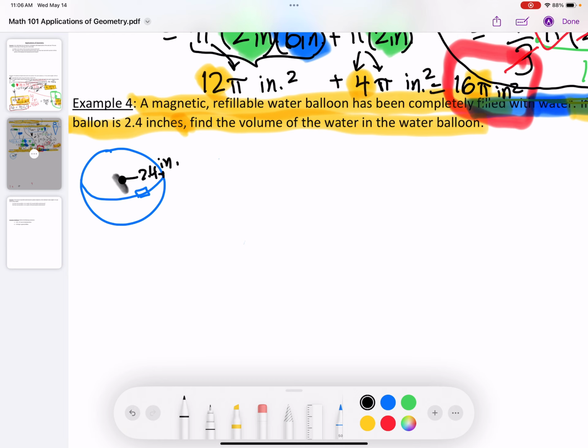Anyway, the volume of a sphere, that's really what we need, would be 4/3 pi r cubed. I don't know why it's easy for me to remember. The 4/3 is so random. Let's see. Okay.